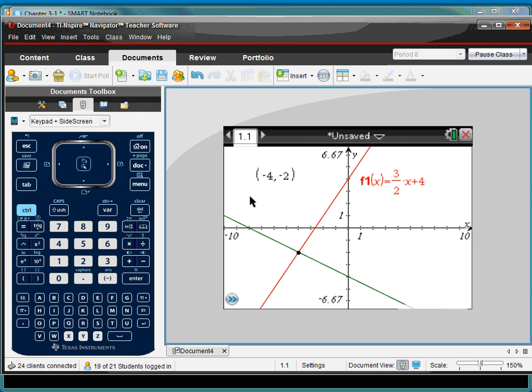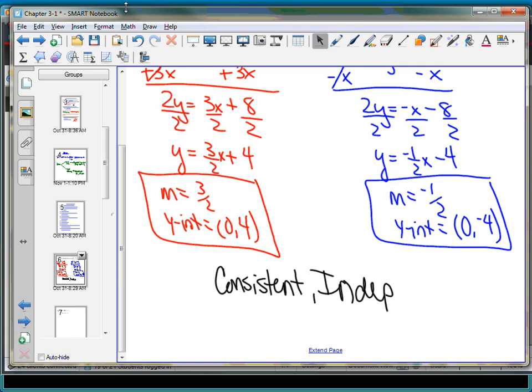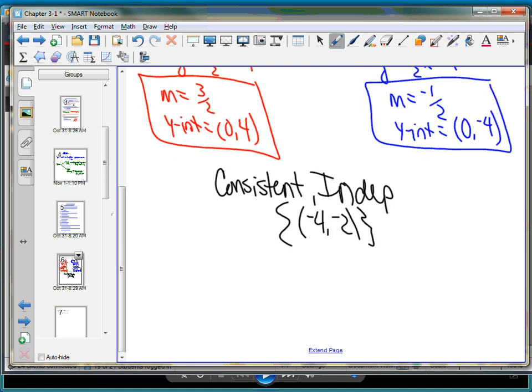Okay? So what is my point of intersection? You are going to come right back over here and type in there negative 4, negative 2, and put braces around it. The braces indicate that it's a set. The point of intersection is the set containing... What's POI stand for? Point of intersection. The point of intersection is the point negative 4, negative 2, sorry.